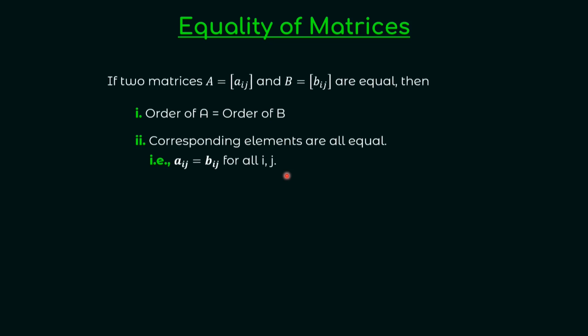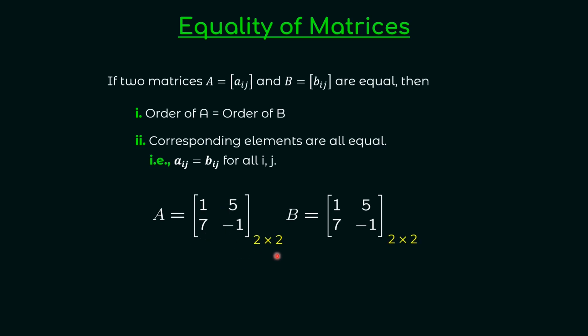As an example, let's take two matrices A = [1, 5, 7, -1] and B = [1, 5, 7, -1]. Now what are the orders of these? Order is nothing but number of rows by number of columns, right? And both of these have 2 rows and 2 columns. So their orders are 2 by 2. Orders are equal. First condition is satisfied, right?